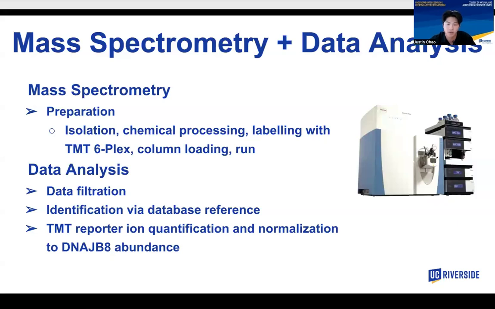To quantify the relative amount of peptide from each sample, TMT reporter ions from each sample are analyzed. The final data are then normalized to DNAJB abundance in each sample to determine the apparent DNAJB affinity for each identified protein. With this method, we can then conclude the relative amount of misfolding for each protein.